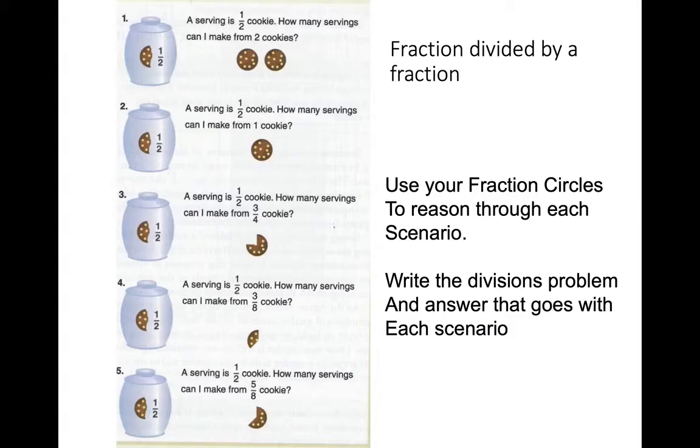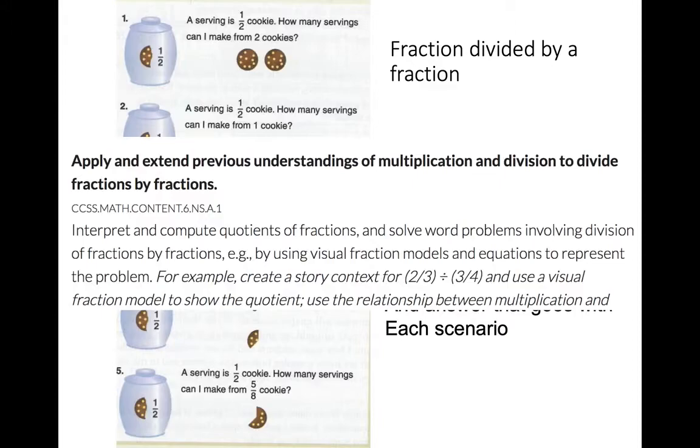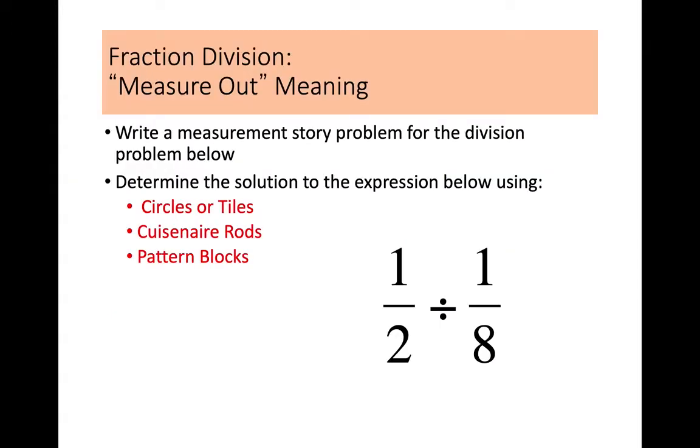The answer for that one, if we did a similar model, would be 5/8 of a cookie would represent 1 full serving and 1/4 of the second serving. That would be the correct answer there. And in this one, if we look at the standards, really we're dealing with a 6th grade standard here: interpret and compute quotients of fractions and solve word problems involving division of fractions by fractions by using visual fraction models and equations to represent the problem. So that's exactly what we were just doing.